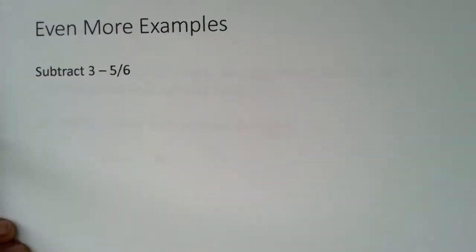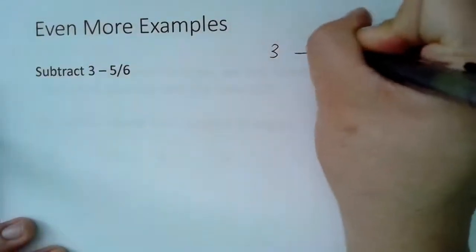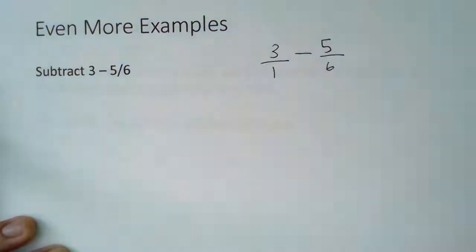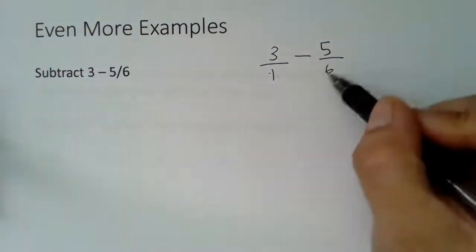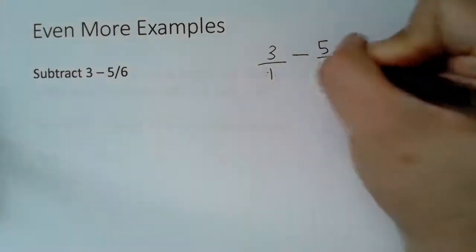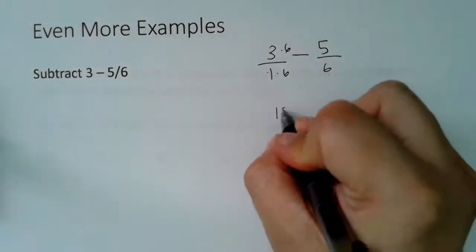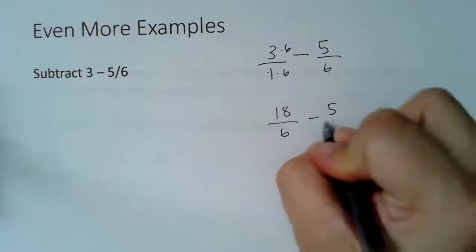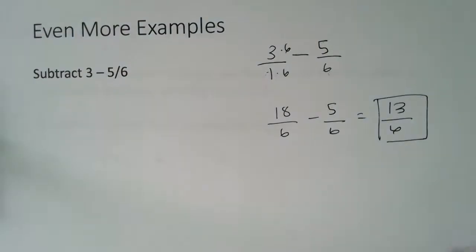Alright, so let's do a subtraction problem. What if we wanted to subtract 3 minus 5 over 6? Well, here, the denominator for 3 is 1, so we want to have the same denominator, so I'm going to multiply top and bottom by 6. So what really this is 18 over 6 minus 5 over 6, and that becomes 13 over 6, and we're done.